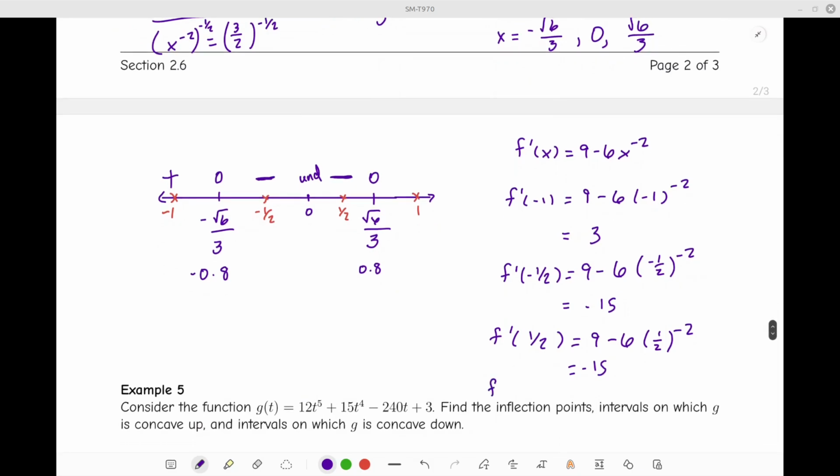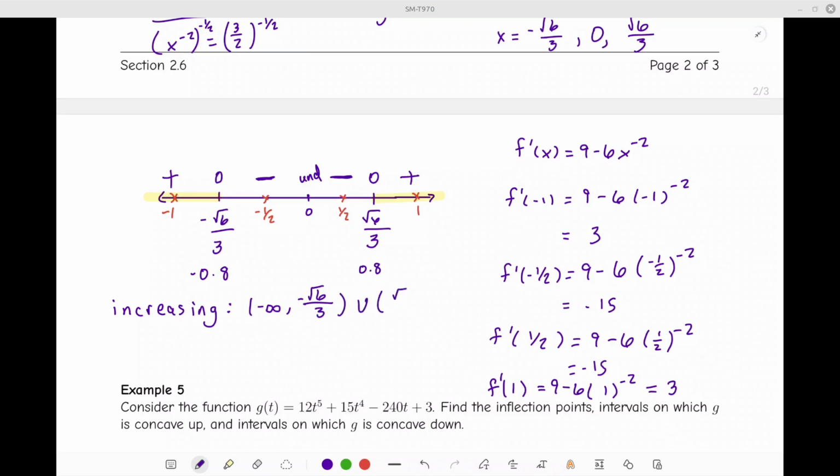I guess I should have written a little smaller. But f prime of 1, which is 9 minus 6 times 1 to the negative 2, which is 3, which is positive. So then that means it's increasing here and here. Well, those two intervals are represented by negative infinity, negative square root of 6 over 3, union square root of 6 over 3 to infinity.